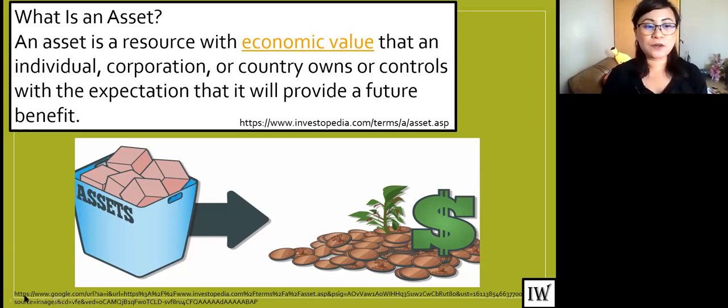An asset is not only owned by an individual, not only by me or by you, but it is as well owned by a corporation, a company, or a country. It is something that gives a corporation, a company, or a country value or money. So that is an asset. It's so easy to understand.